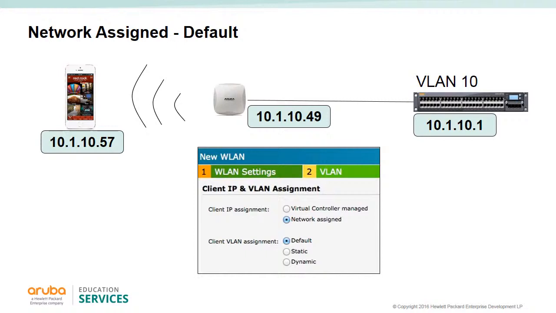If you select Network Assigned and Default, the client will receive an IP address from the corporate network. In this example, the IP gets a 10.1.10.59 address from the corporate DHCP server. The user associates to the IP and gets a 10.1.10.57 address, which is the same subnet as the IP.